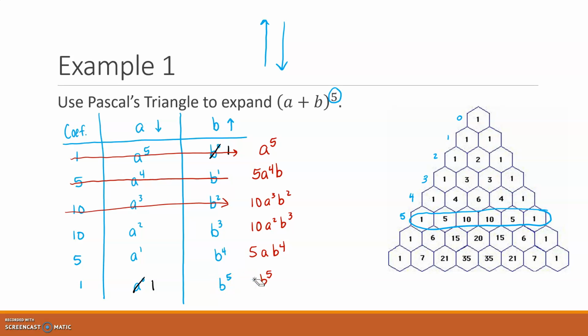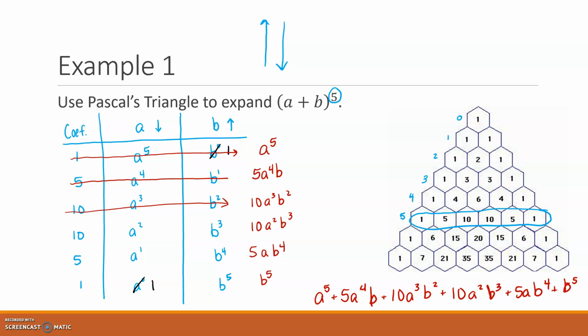There it is. All right, writing this all out though, this is what our terms are going to be, but I need to write it as a polynomial. So I'm going to write it like this: a to the 5th plus 5a to the 4th b plus 10a to the 3rd b squared plus 10a squared b to the 3rd plus 5a b to the 4th, and then plus b to the 5th.